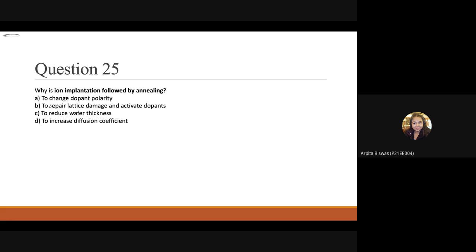So why ion implantation followed by annealing? To change the dopant polarity, to repair the lattice damage and activate the dopants, to reduce the wafer thickness, or to increase the diffusion coefficient. Ma'am, option B, to repair lattice damage and activate dopants. Yes. Option B is the right option.